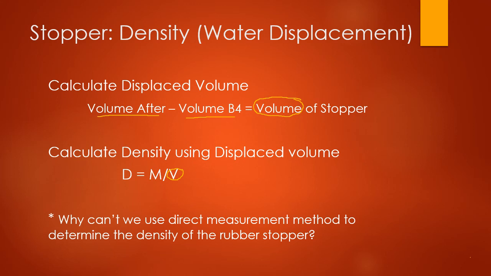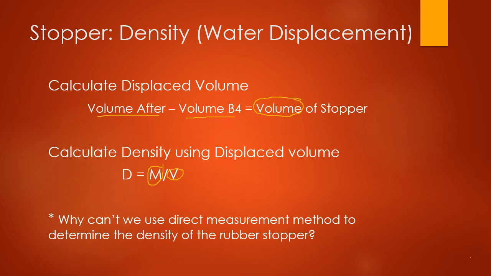For the mass portion of this equation, you're going to be using the mass on the previous slide of the rubber stopper, which was 15.292 grams. So you'll take that mass divided by the volume that you saw on the previous slide due to the water displacement, and you'll get your value of density in grams per milliliters. Don't forget your units.